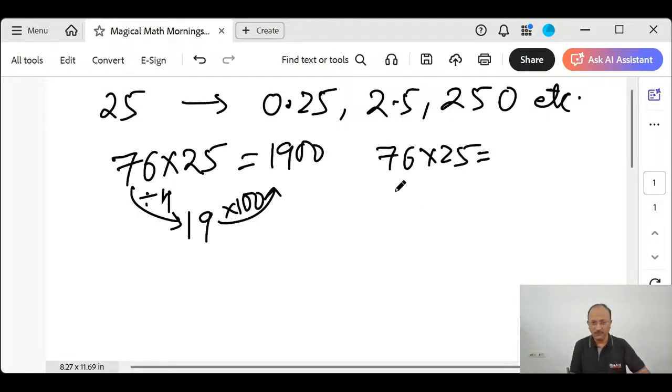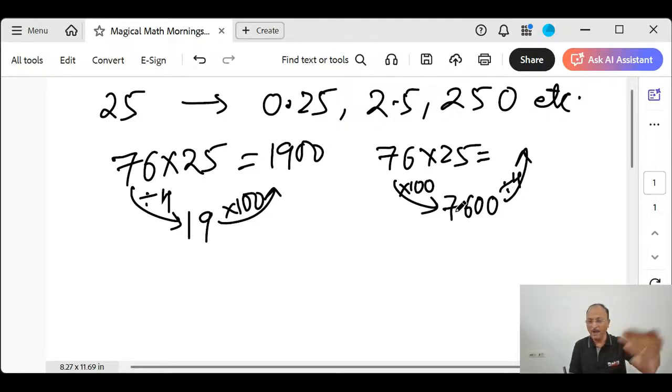Or else first you multiply by 100, that means in mind we can keep 7600, correct? And then divide by 4. 7600 divided by 4 is half, half. Half is 3800 and half is 1900.